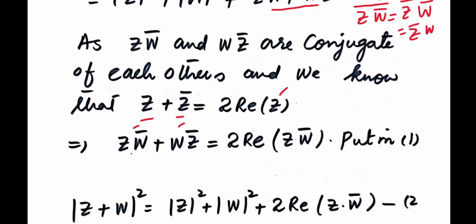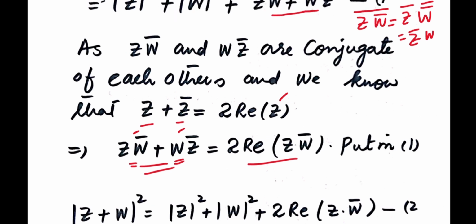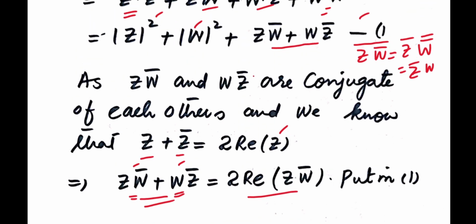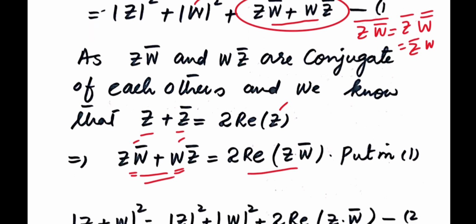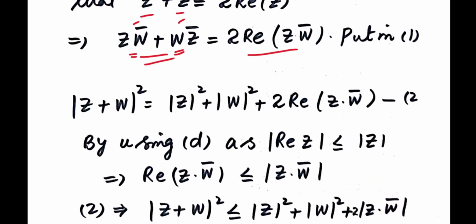when we add the conjugates, its sum will be 2 times the real part of z into w conjugate. So replace this sum by 2 times the real part of z into w conjugate in equation 1. This is our equation number 2. So we have this identity.